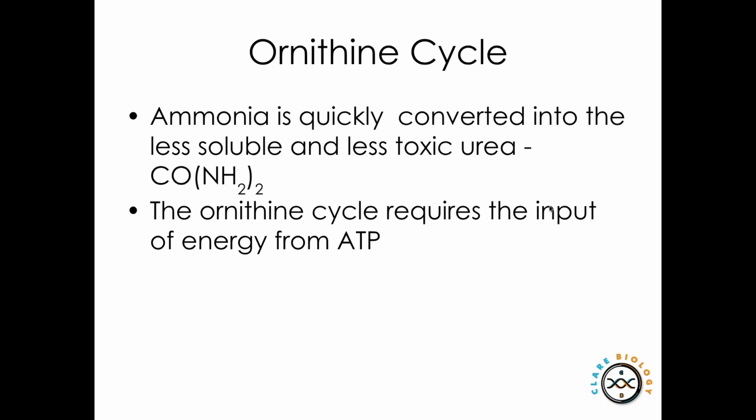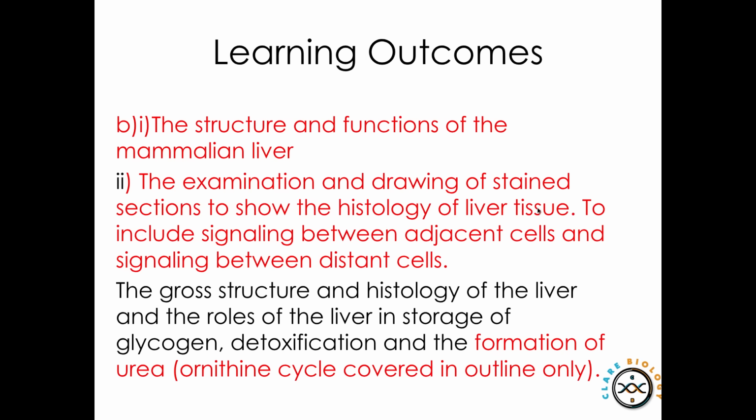The ornithine cycle requires ATP, so it is an active process. But the good thing here is that this urea is less toxic to the body, which is why we do this ornithine cycle and why we do this conversion.